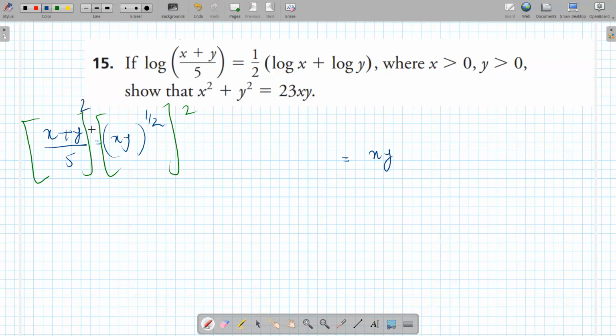So there's a square here, right? If you have a over b, all squared, this becomes a squared over b squared. So in the denominator there, we will get a 25. What about the numerator? What's x plus y, squared?